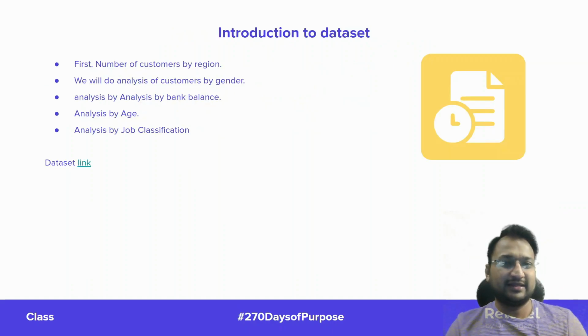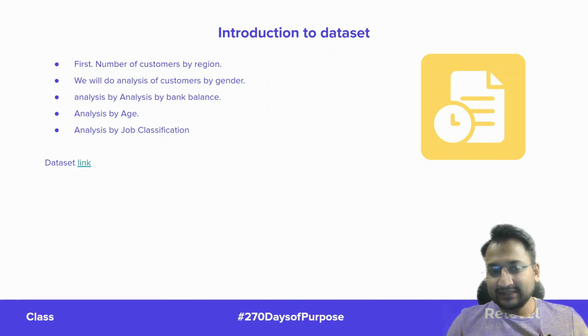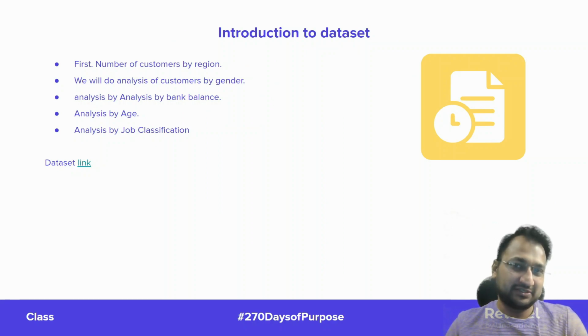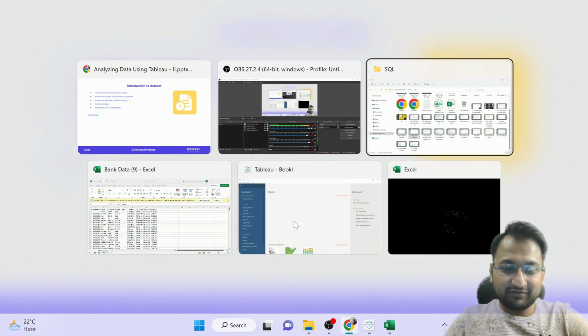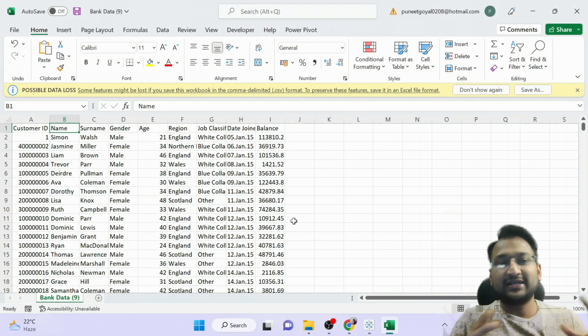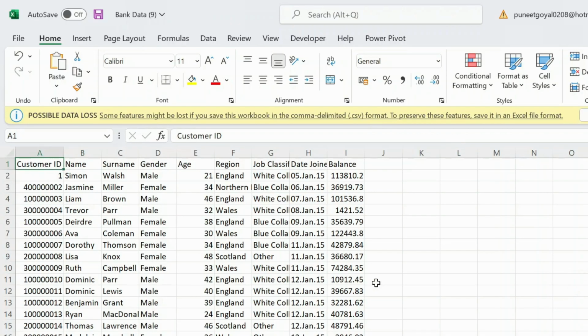Over here in this session, we are going to analyze UK bank data. So we have data of UK bank customers, and the data is such that we have information about the customers in terms of customer ID, name of the customer, surname of the customer, gender of the customer, what's the age of the customer, from which region of UK that customer is, what type of job that customer is doing, when did he join the bank, and how much balance is there in that customer's account.